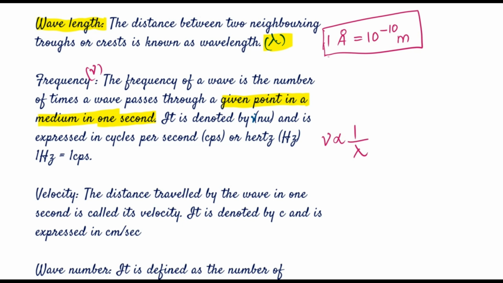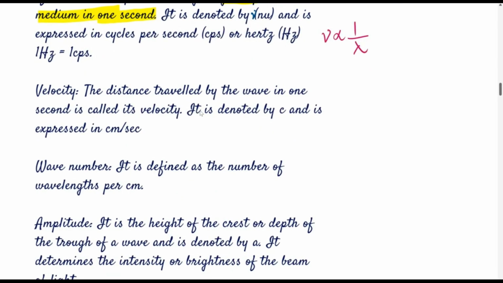Now let's move on to the third, that is velocity. We already know about velocity in physics. Velocity is the distance traveled by the wave, otherwise the speed. The distance traveled by the wave in 1 second is called velocity. It is denoted by c when it's expressed per second, right? So centimeter per second.